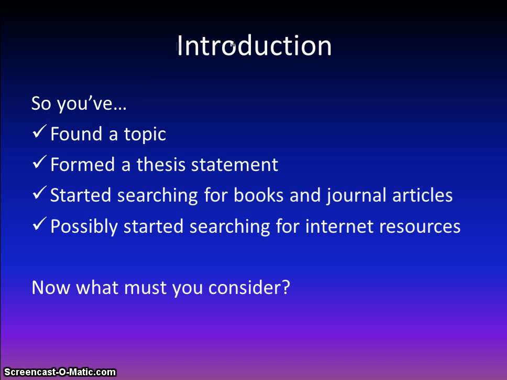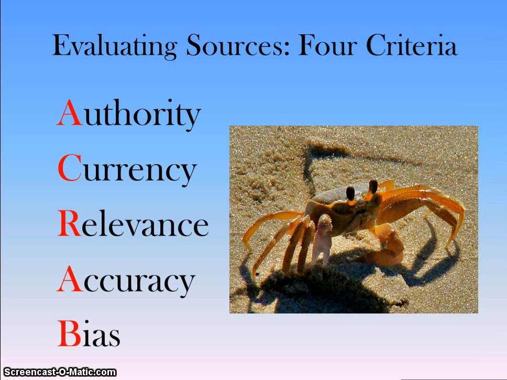You should also do this with any resource: website, newspaper, journal, magazine, etc. So how does one evaluate information? Well, if you consider 5 specific criteria with the convenient mnemonic device of ACRAB, you'll have a good idea if a source is acceptable to use in your paper. These criteria are authority, currency, relevance, accuracy, and bias. I'll break those down one by one.